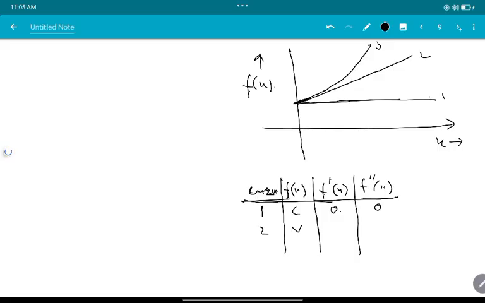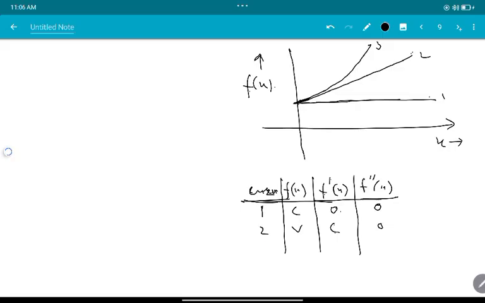F dash x, no, it is not changing, it is constant. This is the changing variable, this is constant, and this definitely will be 0 because it is the rate of change of this, which is constant. That means the rate of change of f(x) for this curve is constant. F(x) is not constant, its rate of change is constant, it is changing uniformly.